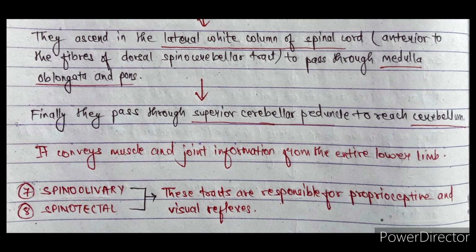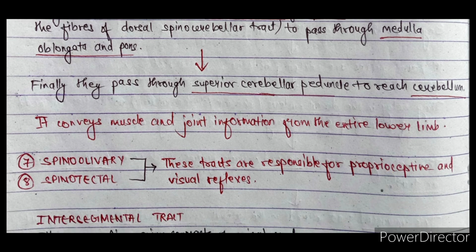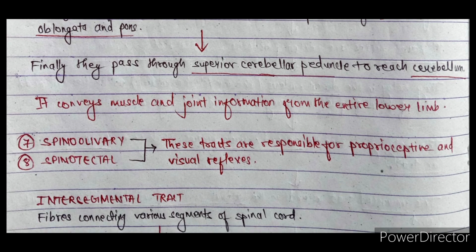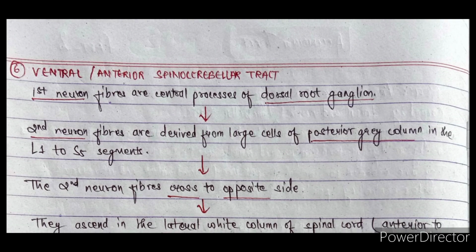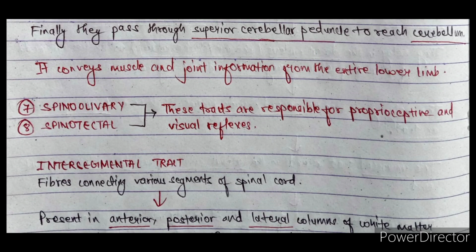Now let's see about the spinoolivary and spinotectal tract. These tracts are responsible for proprioceptive and visual reflexes. This much information is enough for the spinoolivary and spinotectal tract because these are least important. So now let's first see the pathway for the ventral or anterior spinocerebellar tract, then we will see about the intersegmental tract and some sensory receptors.